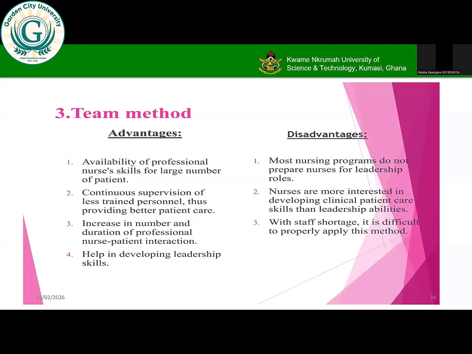With staff shortage, it's difficult to properly apply this method because we are working in teams. Even if in the morning we have only about 3 nurses, how do we form a team? A team should be at least 4 to 6 members. If you have only 2, or sometimes even only 1 nurse, you cannot use this model. So these are the disadvantages and advantages of team nursing.